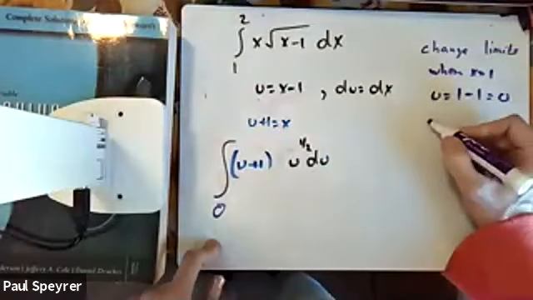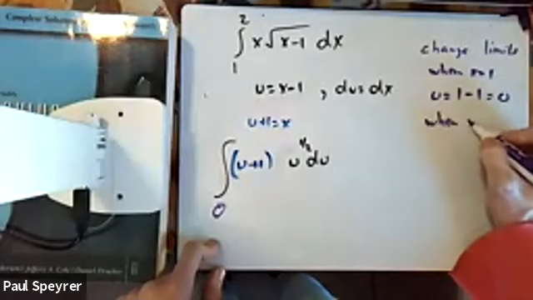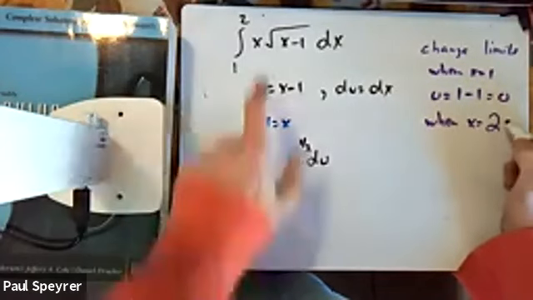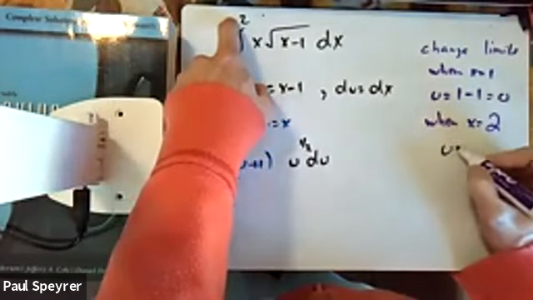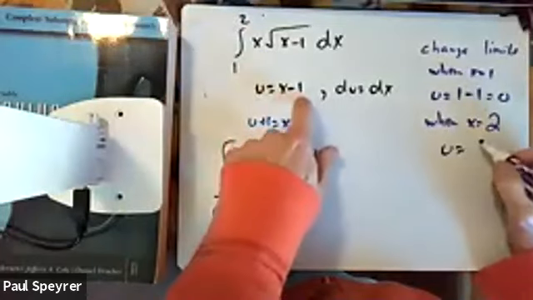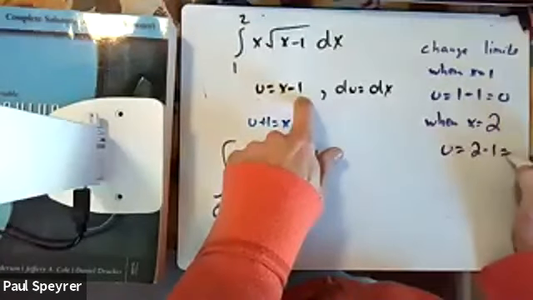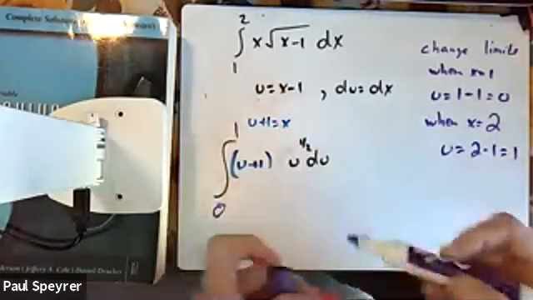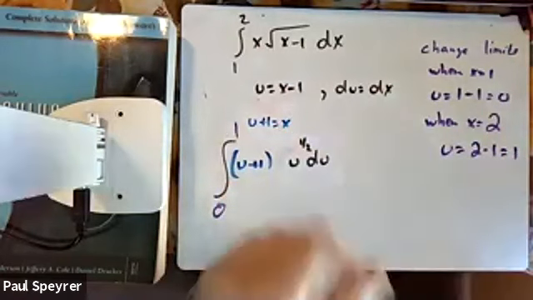What about when x equals the upper limit, 2? What's your u going to be? It's going to be u equals x minus 1, or 2 minus 1, which is 1. So that's your new upper limit right there.